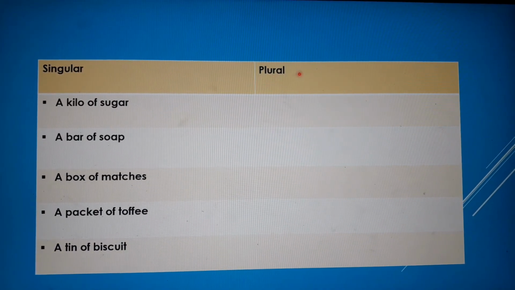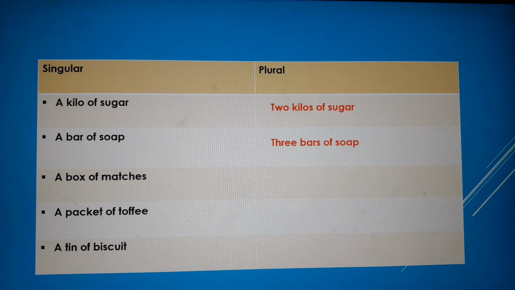A kilo of sugar. What is the plural form? Yes, 2 kilos of sugar. So here you are writing kilos, plural of collective noun. Next, a bar of soap. What is the collective noun in plural? 3 bars of soap. So you are saying bars. Right, next one.